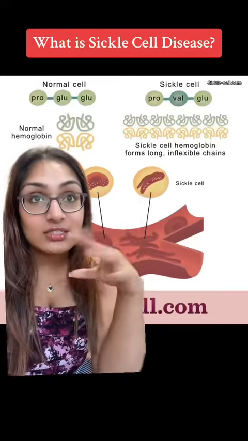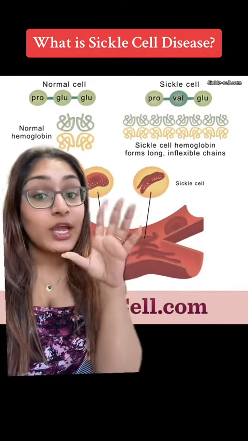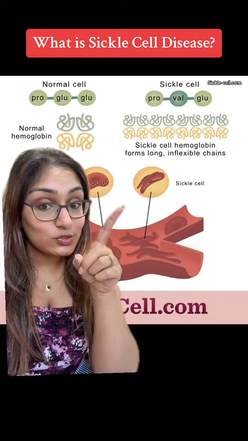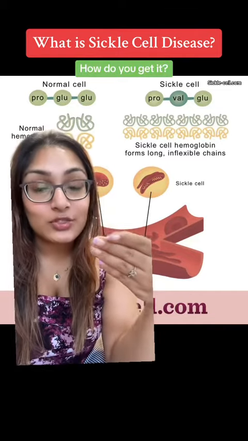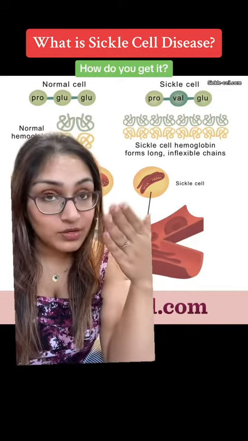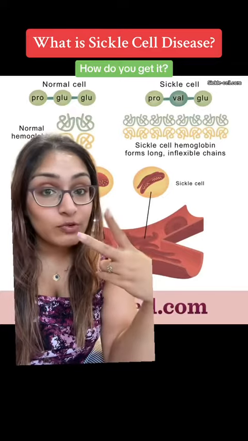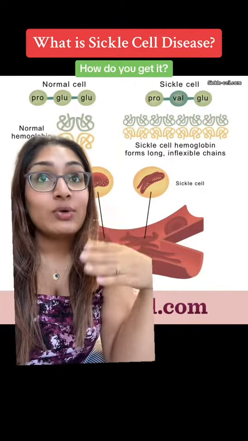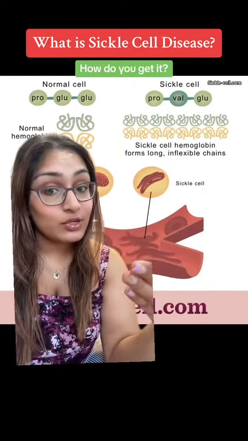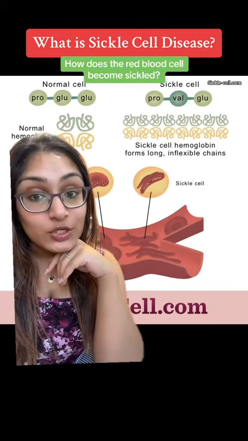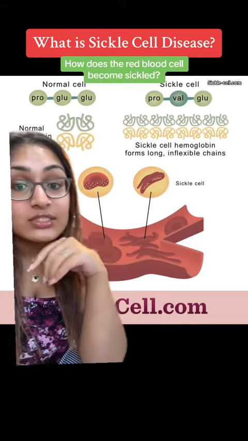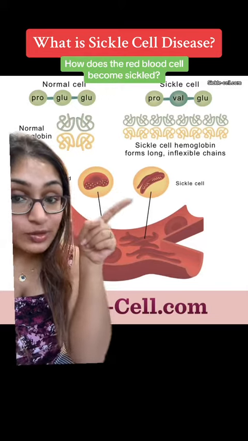Sickle cell disease is a term that's used for a group of red blood cell disorders. And this is an inherited disorder, meaning that you get it from your parents. So if one or both of your parents have sickle cell disease, you have a higher chance of also having it yourself. Now, sickle cell disease occurs when your body produces these sickle-shaped red blood cells.